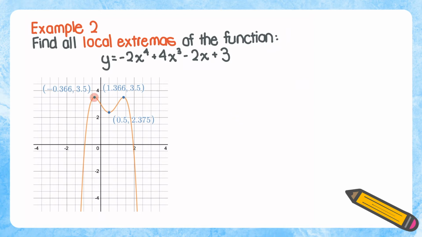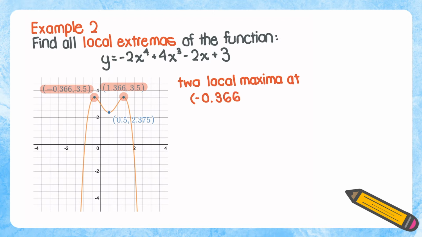So notice for this graph, we have 2 local maxima at these points. So let's write it out. We have 2 local maxima at, so the first one is at negative 0.366, comma 3.5, and also at 1.366, comma 3.5.